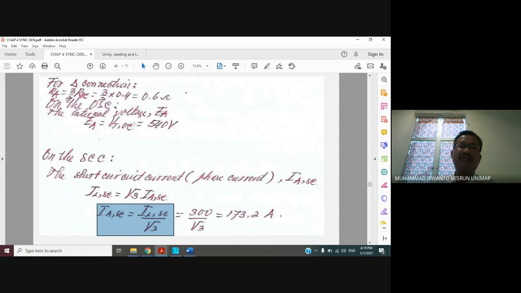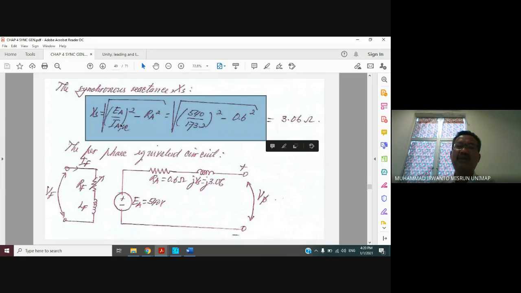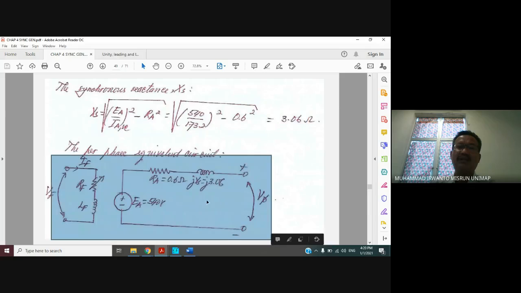Now, from here, the data of EA, IA and RA are the same. We can find the value of the synchronous reactance by using the formula like before. So we obtain the synchronous reactance for the delta as 3.06. And then draw the equivalent circuit like this one. Just put the value of RA, the value of XS, then the value of the internal generated voltage.